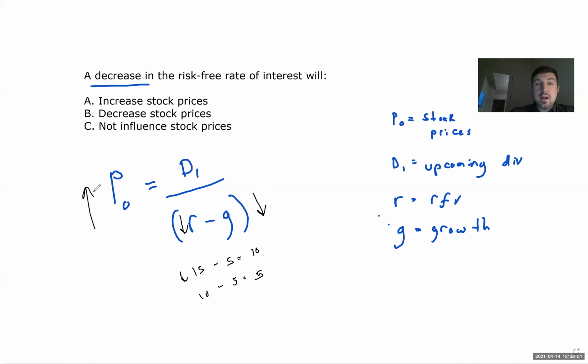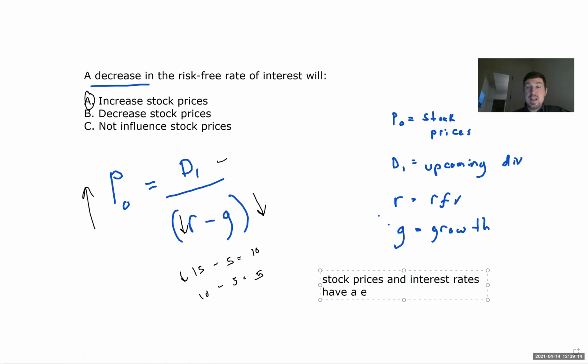So risk-free rate is going down. The dividend is staying the same. That's the numerator. The denominator is getting smaller, so stock prices are increasing. So another way that we can talk about this that you sometimes hear is we can say stock prices and interest rates have a negative correlation. So that means when one goes up, the other one goes down, and vice versa. So this model, the dividend discount model, the Gordon growth model, helps explain why that happens.